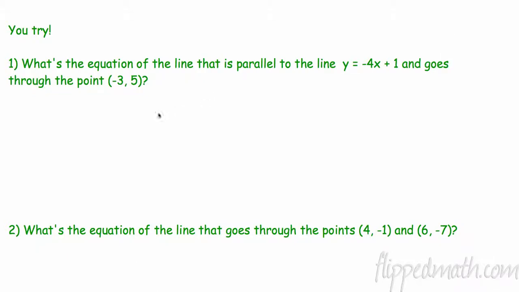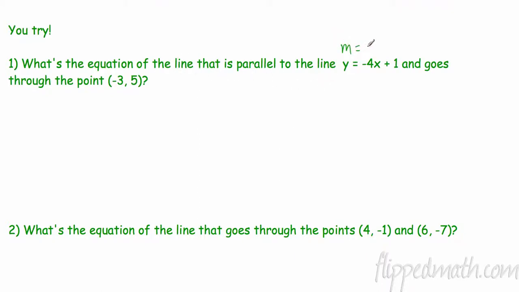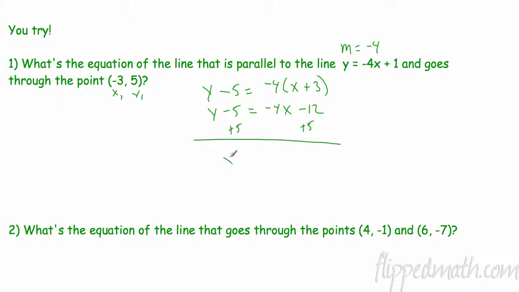All right, let's take a look. What's the equation of the line that is parallel? Parallel means that the slope is the same, so negative 4 is our slope. Here's our x1, here's our y1. So let's plug it in. y minus 5 equals our slope, negative 4, times x minus our x-coordinate, negative 3. So I'm going to just change it right now to plus 3. y minus 5 equals negative 4x minus 12. Add 5 to both sides. Negative 4x, negative 12 plus 5 is negative 7.